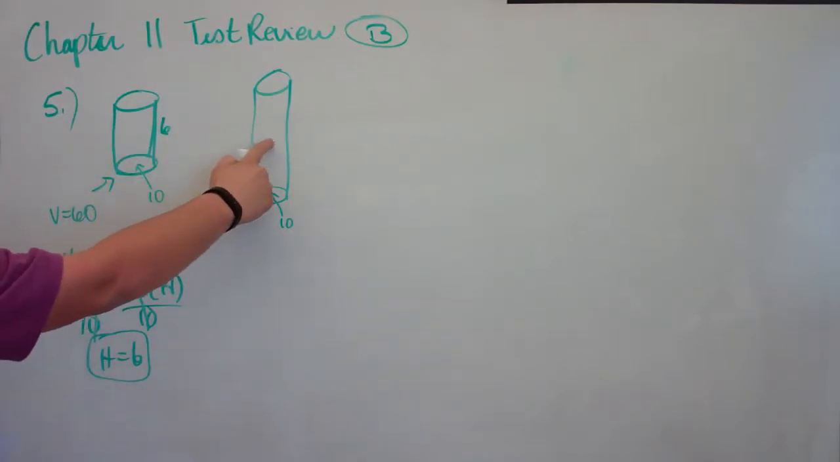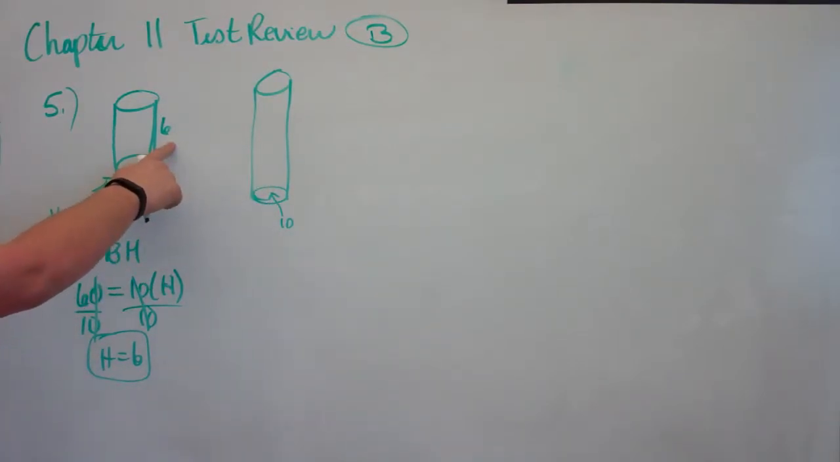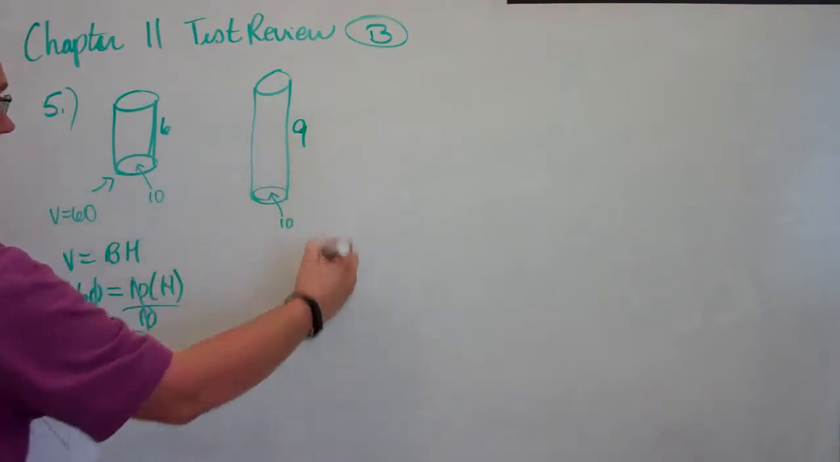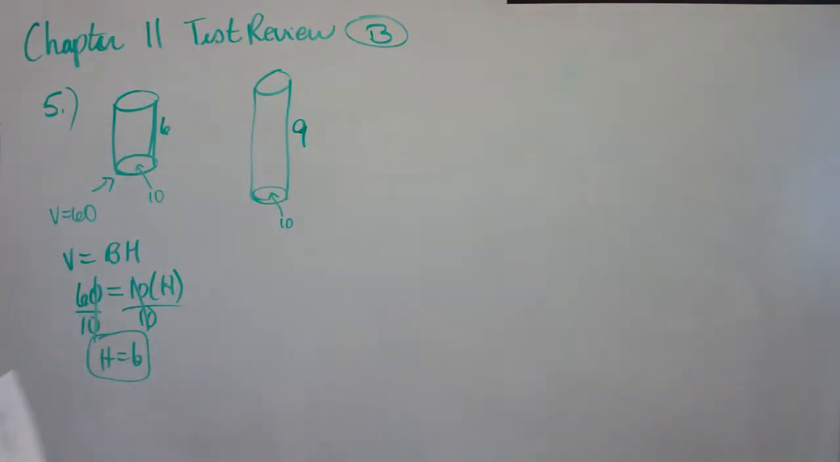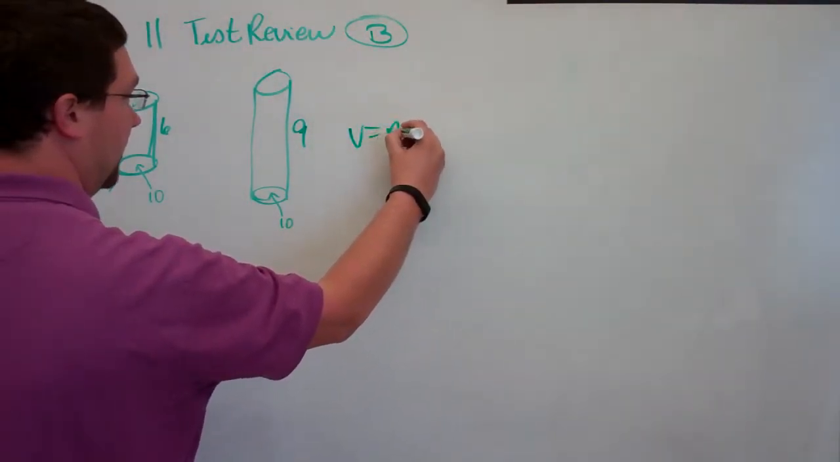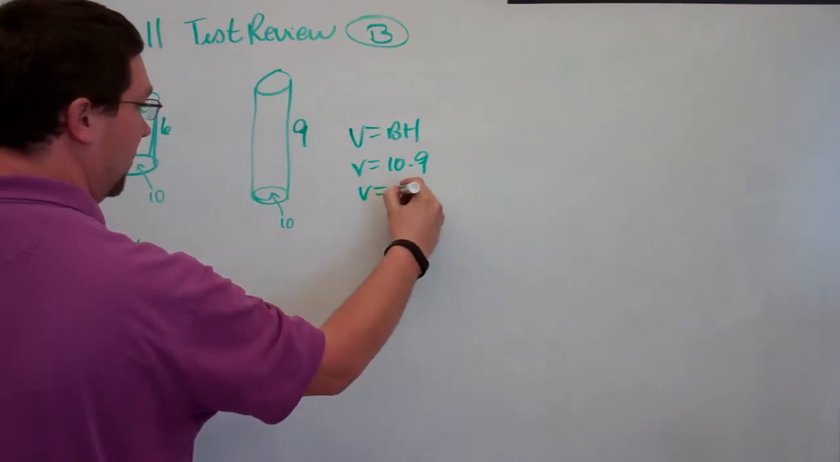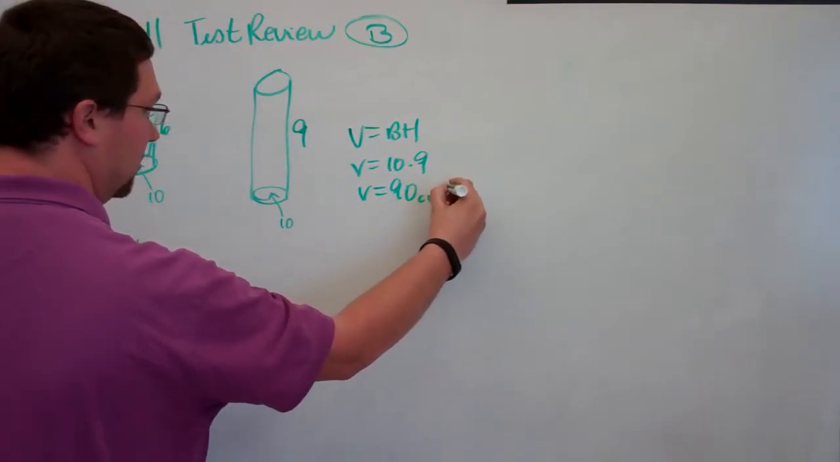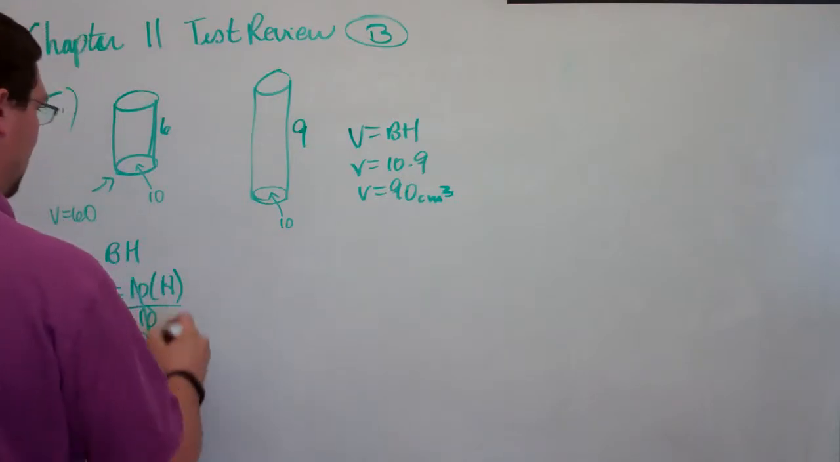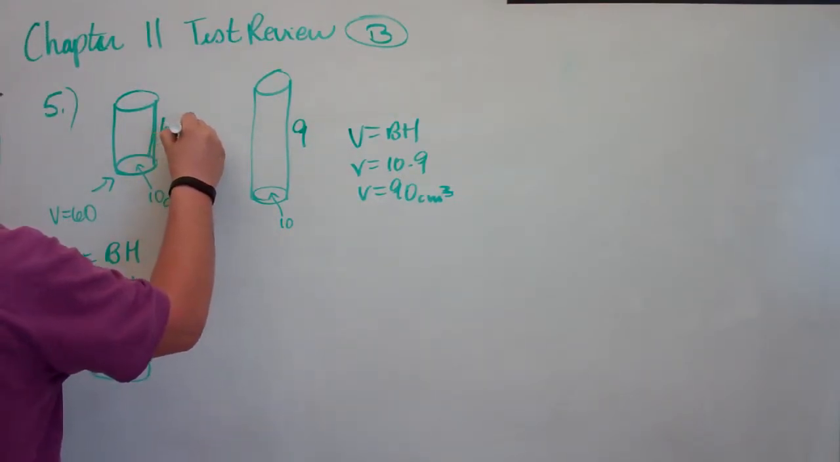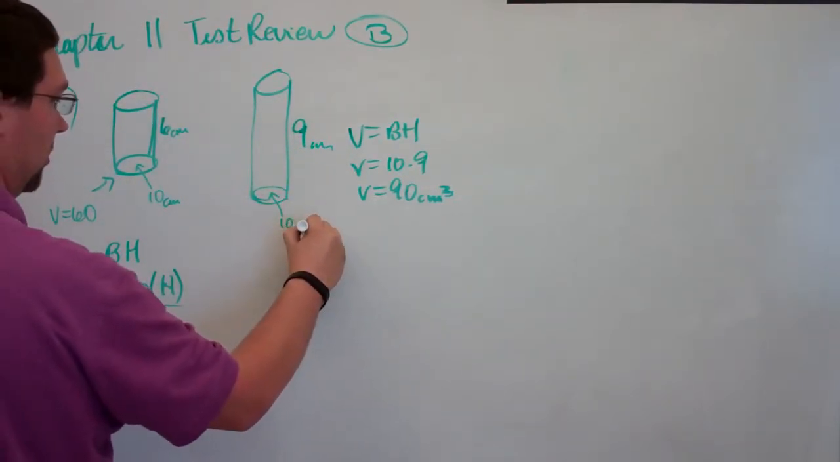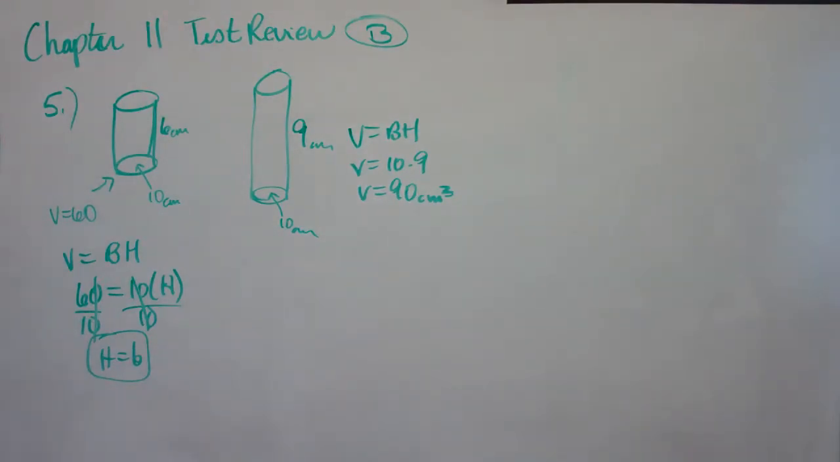Centimeters. We know that the taller can is 3 centimeters taller than this, so 6 plus 3 is 9. And now they want us to find the volume of the larger can. Well, volume is base area times height, so volume equals 10 times 9. Volume equals 90 centimeters cubed. Alright, so that's all there was to that one.